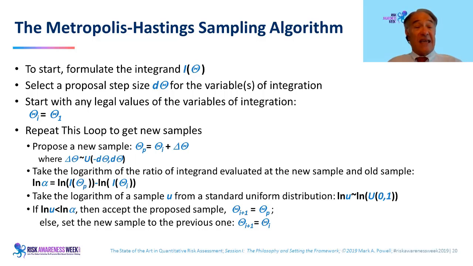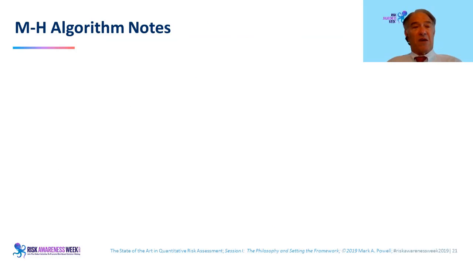Okay? That's the algorithm that we need to code up for every problem. Of course, the key has to do with the formulation of that integrand. And we have to do that from our problem analysis of the causality and also the sensitivities in that. And of course, we have to identify all the random variables. Now some notes on the Metropolis-Hastings algorithm.